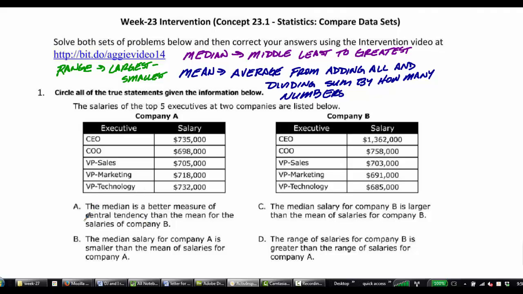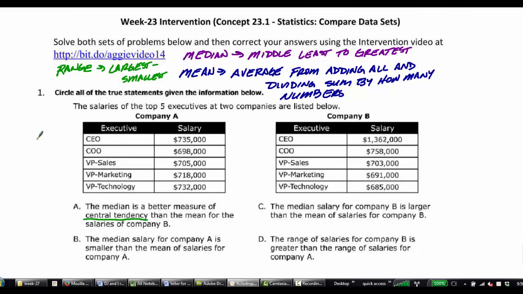When we talk about measures of central tendency, we're talking about averages. And we're talking about what type of average is going to give us the best piece of data, the piece of data that tells us the most about the situation. So for example, if you look at Company A, everybody's salary is fairly close. You've got the highest paid guy in the company, the CEO, makes $735,000. The lowest paid person in this group, the COO, makes $698,000. That's a difference of $37,000.